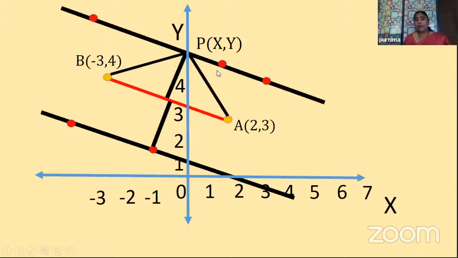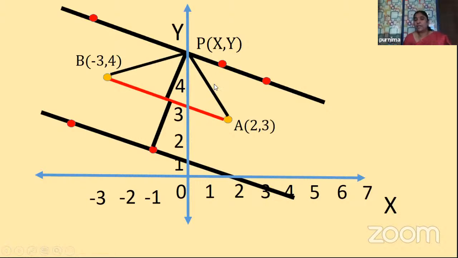So this is a diagram of what we are seeing. These are the 2 points, children, A (2, 3) and B (minus 3, 4). So here these are the points, these are the lines. If you observe, these are the 2 lines which I am showing as parallel lines, which come under locus. So on this line, the points whichever are there, if you join them with the points A and B, they form a triangle.